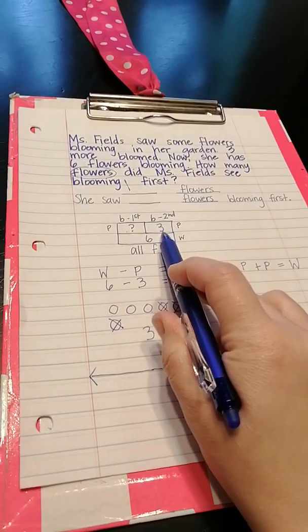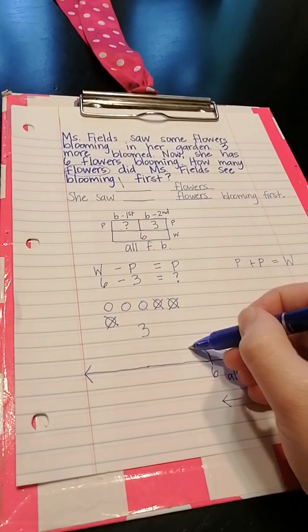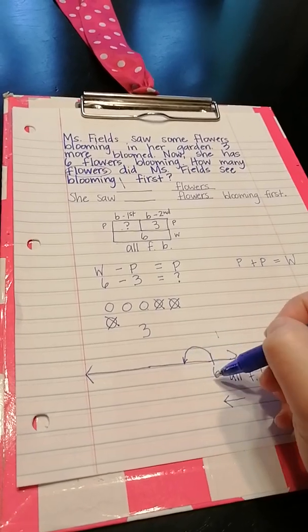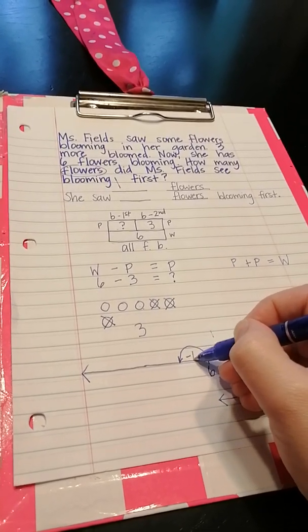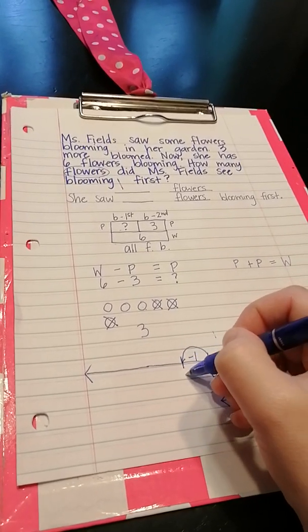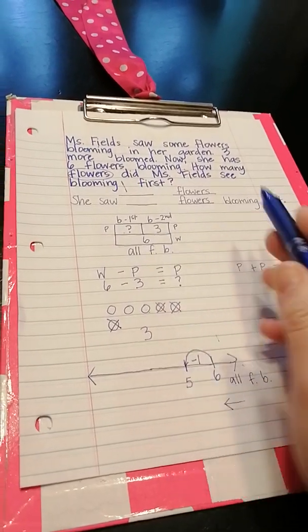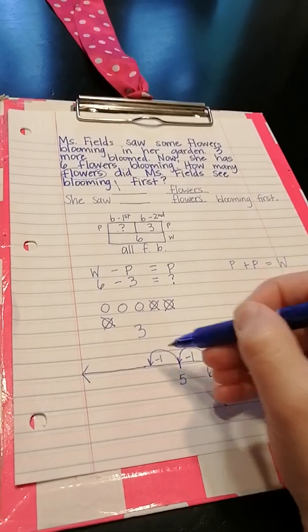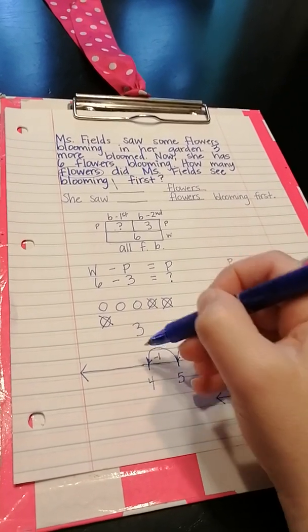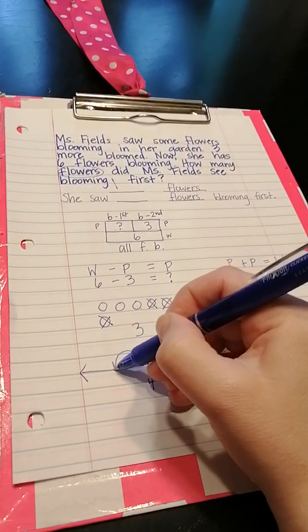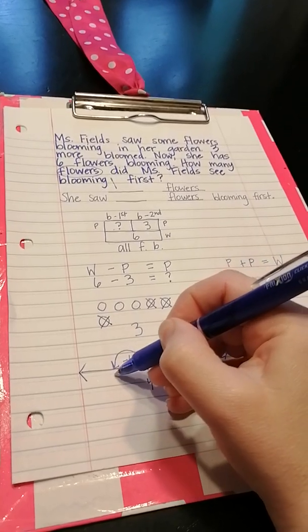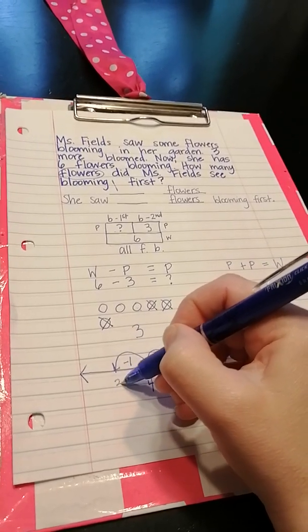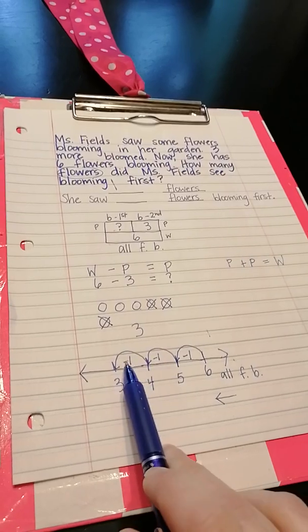So I'm going to be counting back. So let's do it. 1. I put my arrow so I know I'm going back. So I've subtracted 1. And at 5, I'm not finished. I have to go back 2. One more. 3. So there it is. I've hopped back 3.